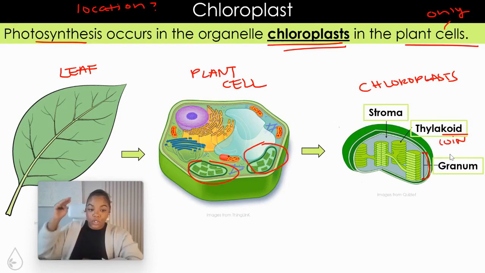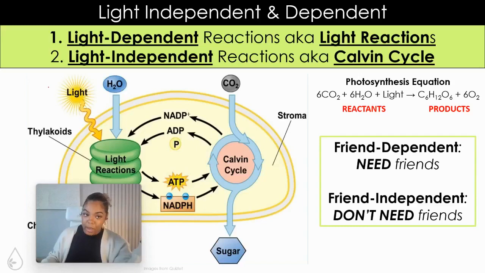And then if you put a bunch of those coins together, you get the granum. And these specific parts of the chloroplast are going to be important when we go into our two stages. This diagram, even though I'm blocking part of it, is showing an overview of the process of photosynthesis. It looks like a lot, but I promise you we're going to break it down and you're going to realize this is super easy. But the two stages of photosynthesis are light dependent reactions and light independent reactions.